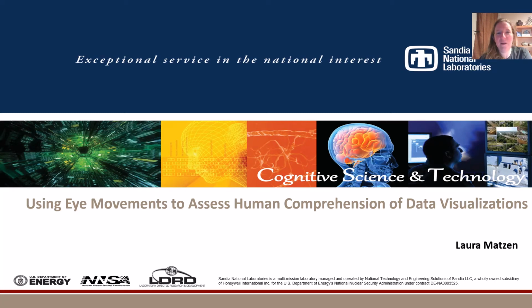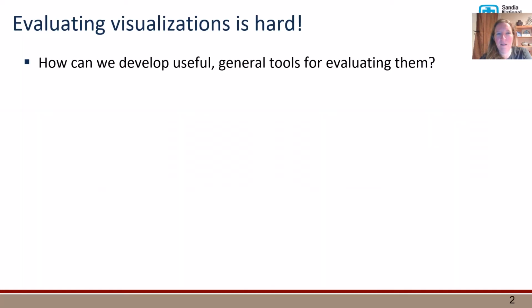I'll be talking about using eye movements to assess human comprehension of data visualizations. Evaluating visualizations is a really hard problem. When it's done at all, it's often done with a user study that uses a specific visualization and people doing a very specific task. But it would be really nice to have more generalizable evaluation methods that could be used iteratively during the design process.